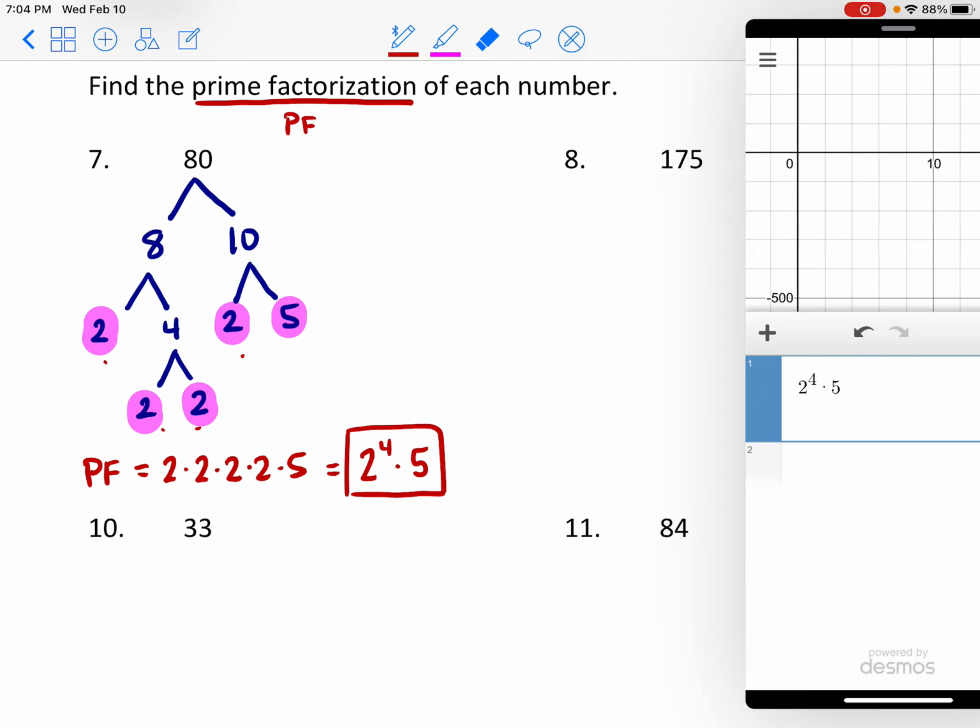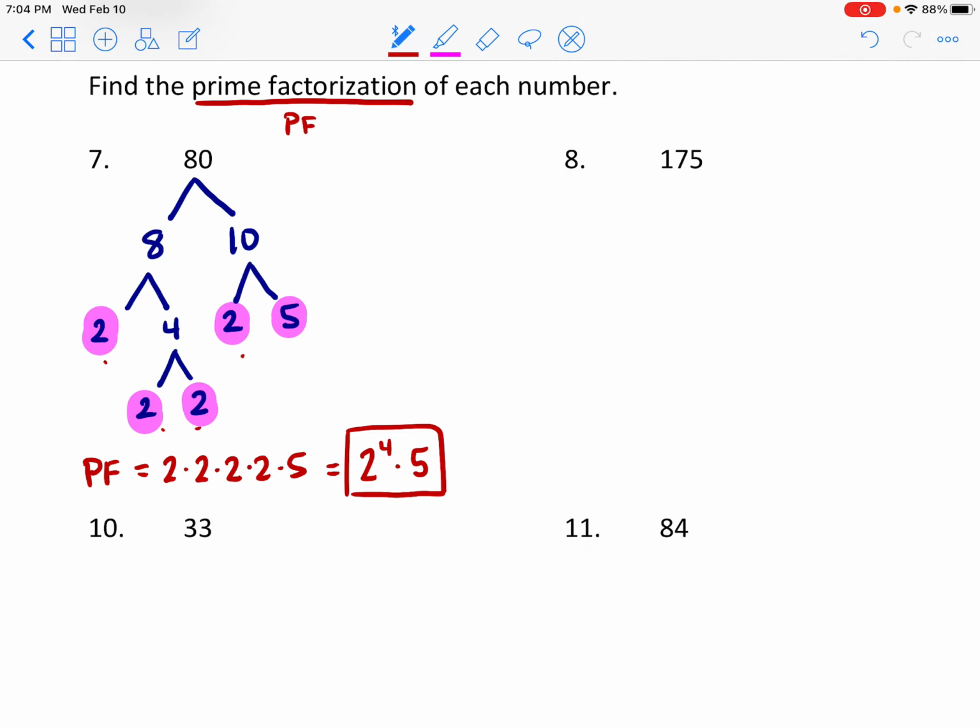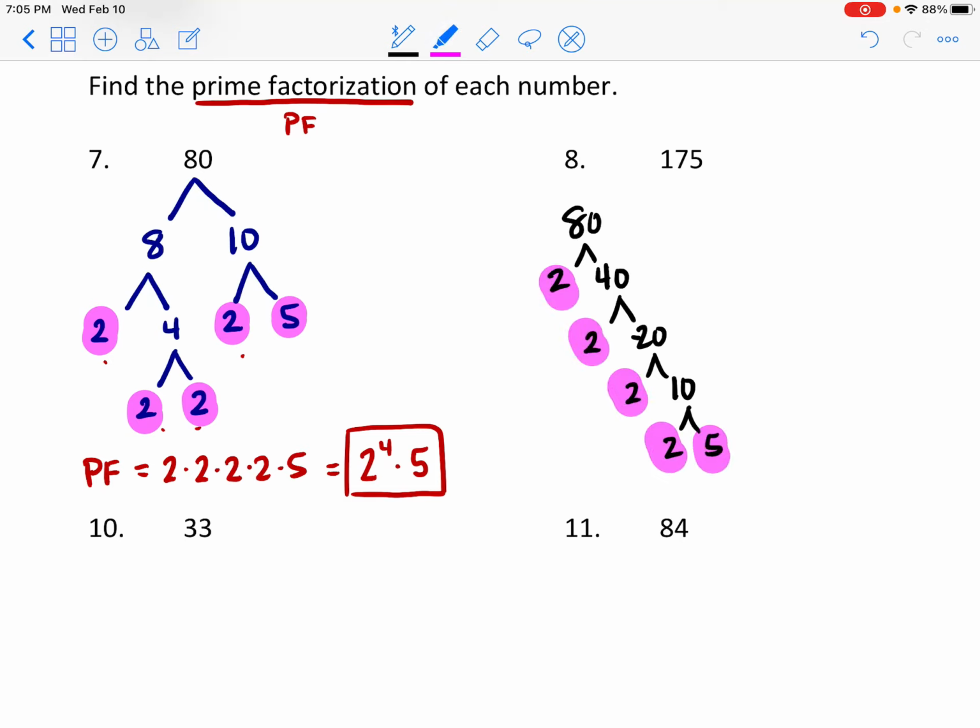Okay? And again, it doesn't matter what factors you pick. So let me just show you. Let's say when you were looking at 80 that, I don't know, maybe you use 2 and 40 instead, you're still going to end up with the same answer. So 40 would break down to 2 and 20 maybe. And then we could say that 20 becomes 2 and 10. And we could say 10 becomes 2 and 5. And there it is again, 1, 2, 3, 4 of those 2s and 5.